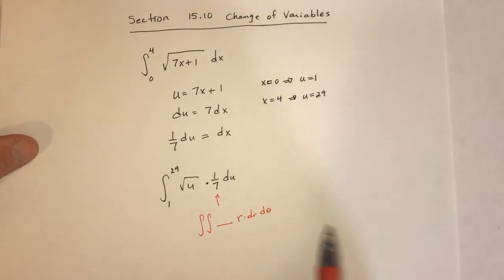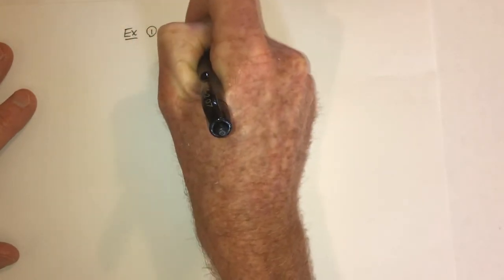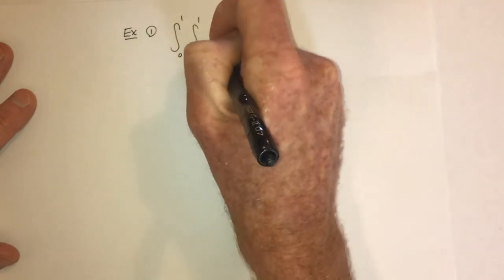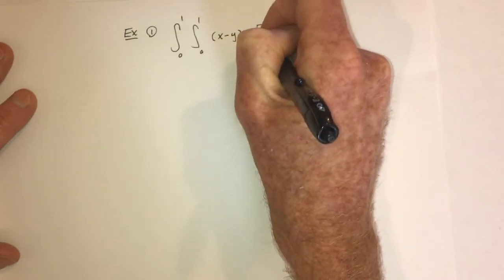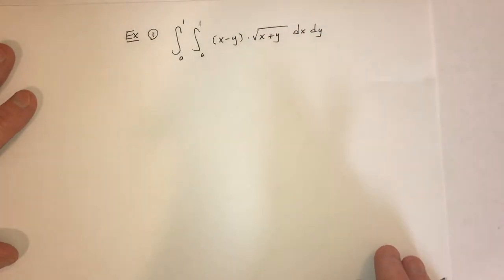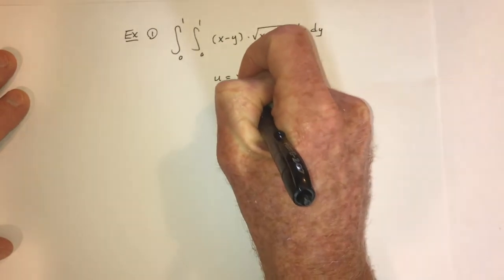Now, let's go from Math 3a to Math 3c. So what if you had an integral like this? It's a double integral. Both of them are going to be from 0 to 1. And then what we're supposed to integrate is x minus y times the square root of x plus y. So basically we need to do a u substitution. So you could let u equal what's inside the radical.